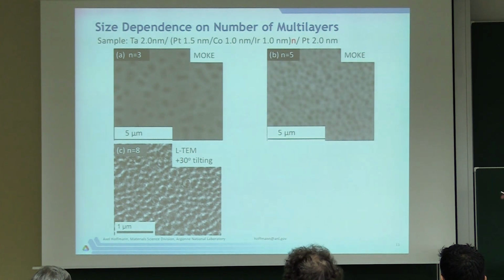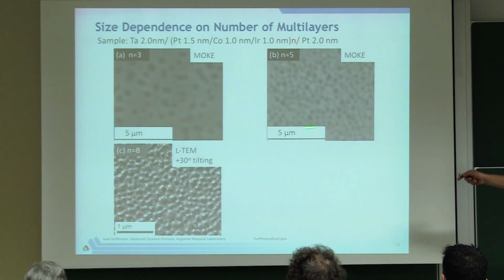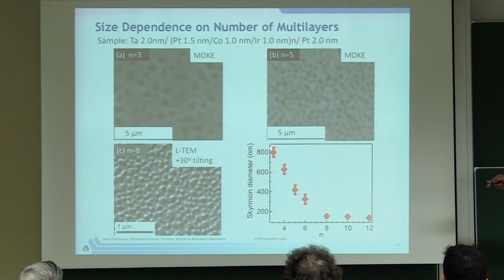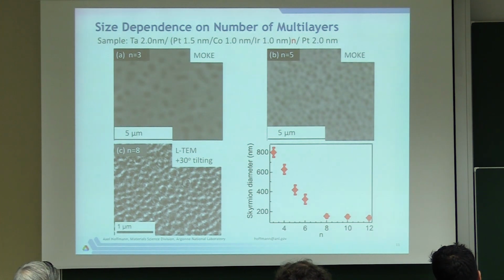I show this as an example here of our own work where we put platinum, cobalt, iridium, and have various numbers of repetitions. And you see these are MOKE images. If you make it thick enough, they're too small for MOKE, then we use Lorentz TEM. But you see that the size goes from around a micron for very few repetitions to around 100 nanometers, and people have shown 50 nanometers. And if you use totally different materials, presumably even at room temperature, you can go down to 10 nanometers these days.